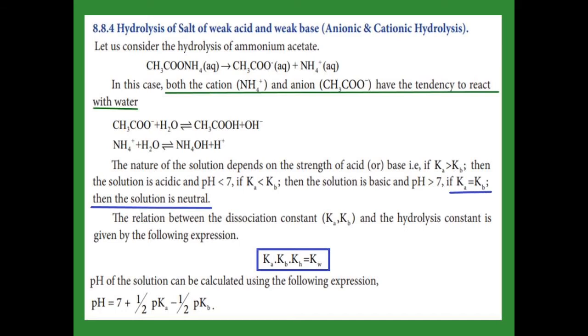Salt hydrolysis of weak acid and weak base. For that we are going to take the salt ammonium acetate, which contains a weak acid as well as a weak base. See that the hydrolysis reaction of ammonium acetate produces acetate ion CH3COO- and NH4+, and both have the tendency to react with water. The acetate plus water gives acetic acid plus OH-, and NH4+ reacts with the water and gives ammonium hydroxide plus H+. Acetic acid is a weak acid, we know. In the same way, ammonium hydroxide is also a weak base.